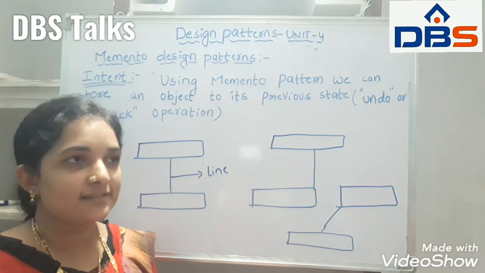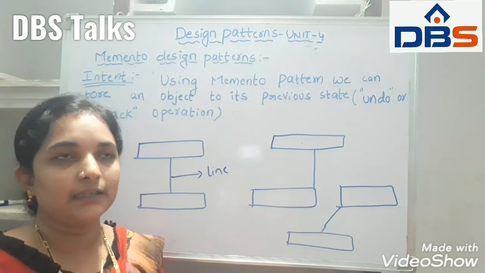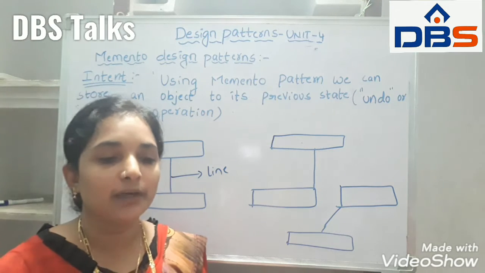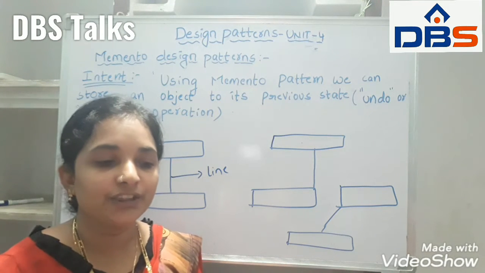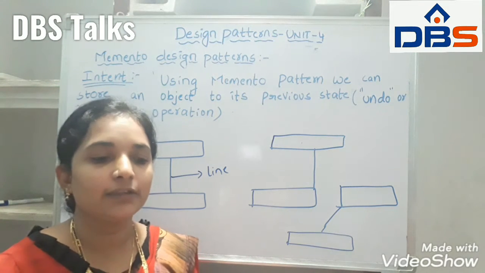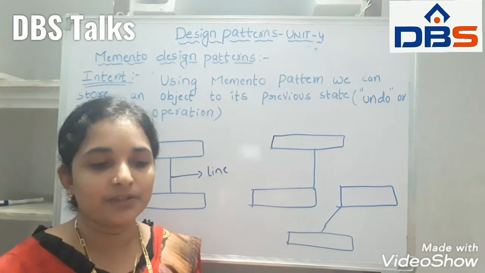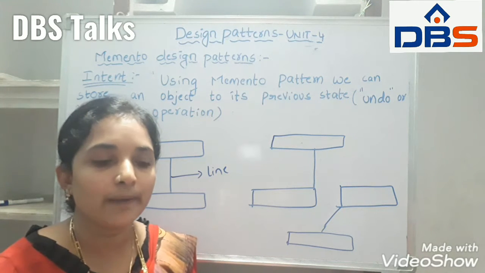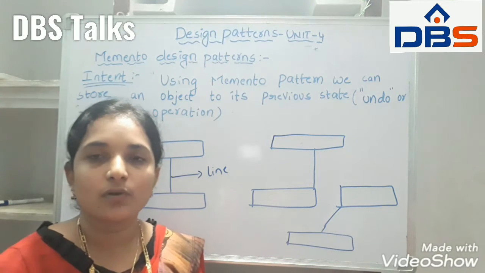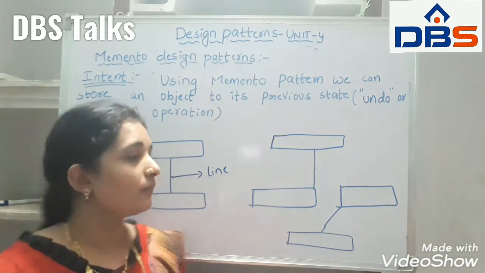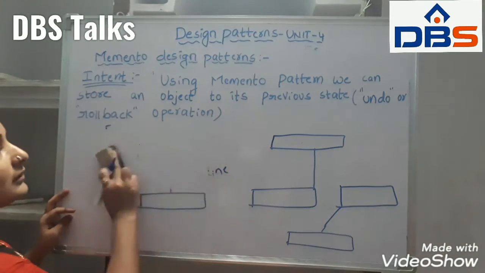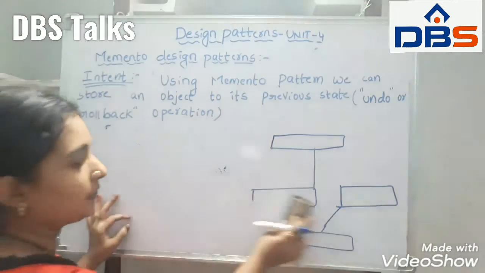Next, coming to the applicability. Applicability is when the user wants to change the present information in the document back to the previous information, we use undo or rollback operations. So this is called the applicability. Next, coming to the class diagram, called the structure.